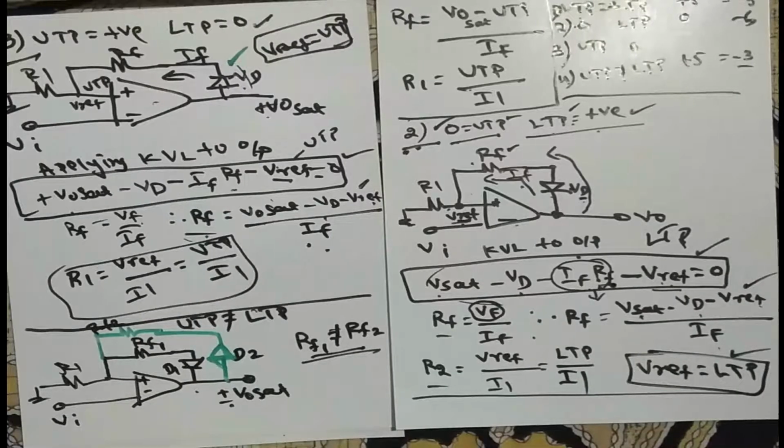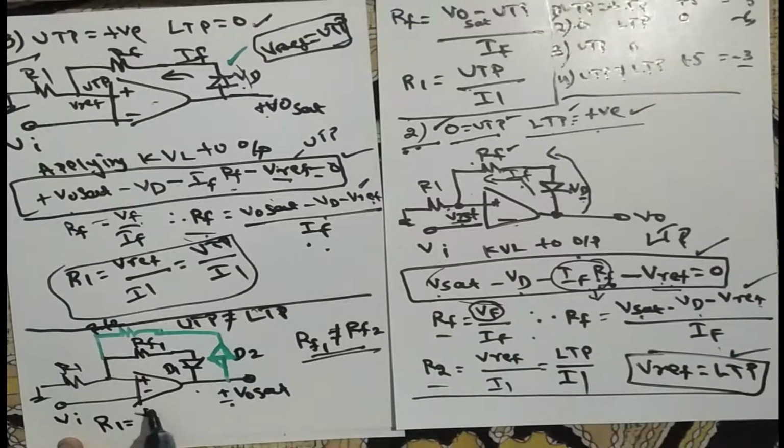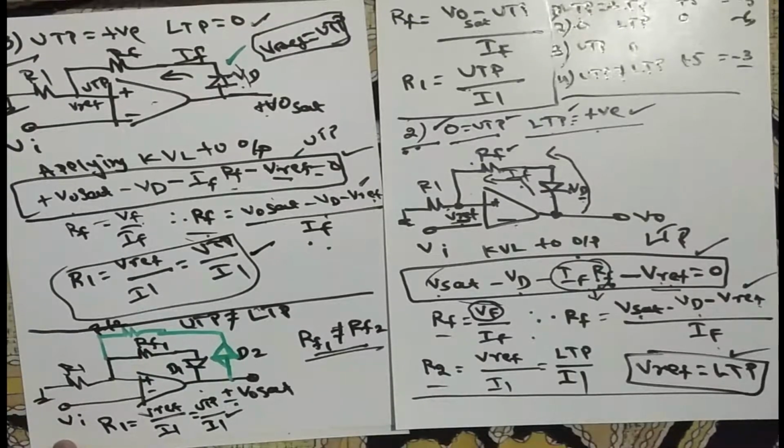So here we can say there are different equations. First we take R1. R1 is the same as what we previously discussed, that is nothing but V reference divided by I1. It is as usual. V reference you can take as UTP or LTP. Here we are taking UTP because R1 is always positive. This is the same equation as the first circuit. Now the question arises, how to take R2. For R2 we have to take UTP and LTP.